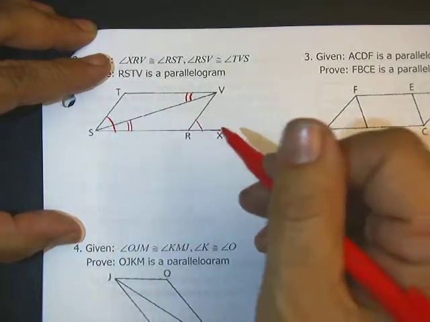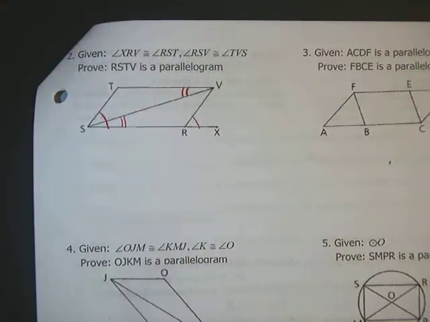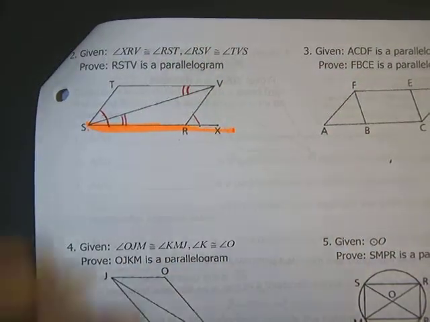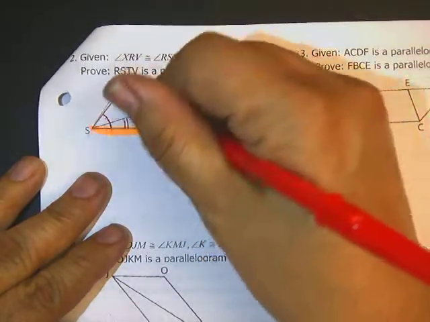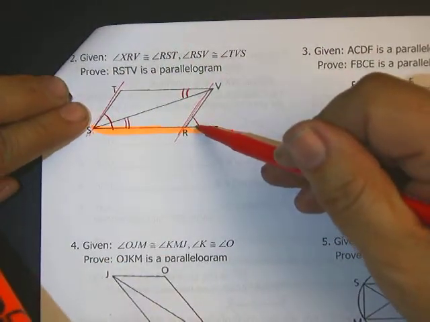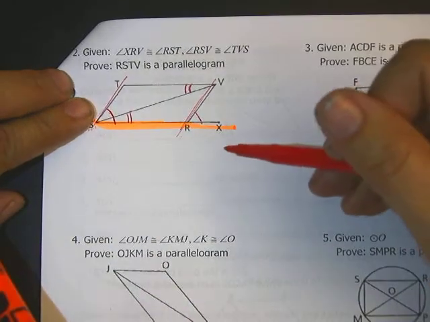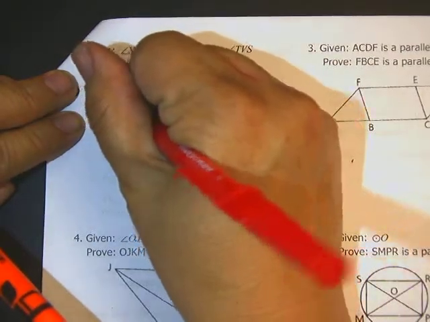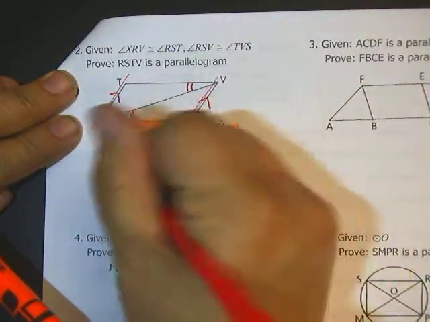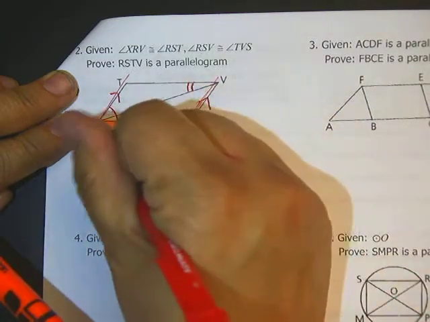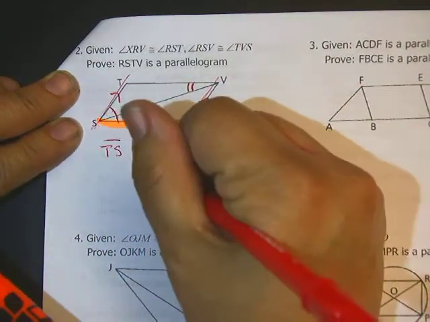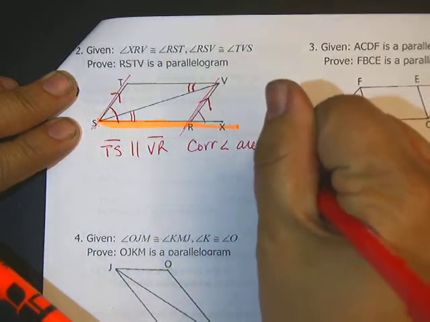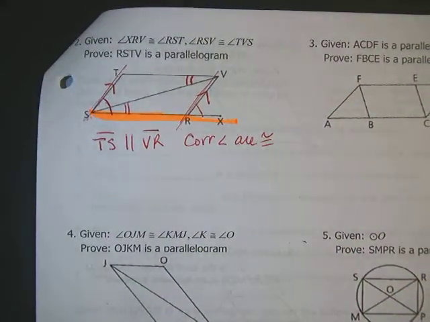Well, if these two angles are congruent, then you have a transversal right here that connects the two corresponding angles. Do you see how this line and this line are touching the corresponding angles? They're making the corresponding angles with this transversal. Since the angles are congruent, the lines must be parallel. So I can write down my first conclusion after the givens, that TS is parallel to VR. And the reason is corresponding angles are congruent.